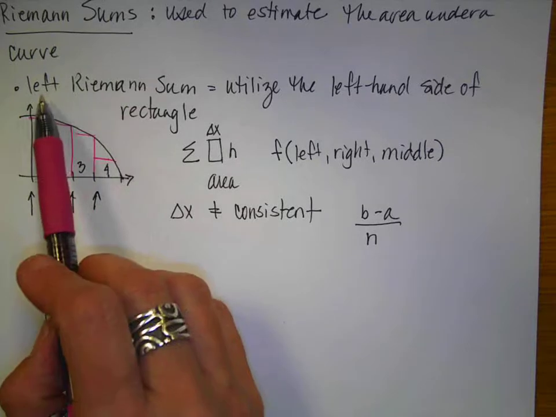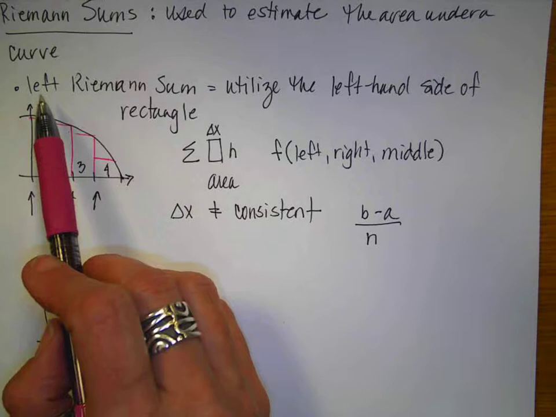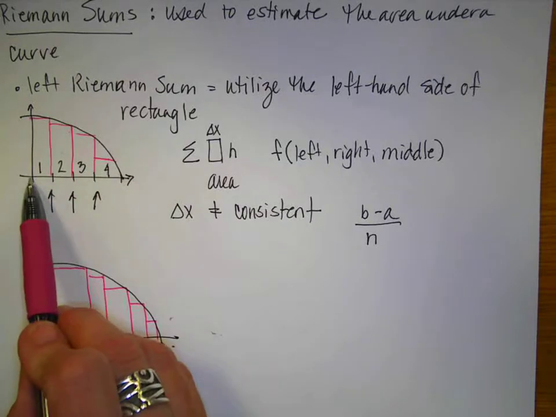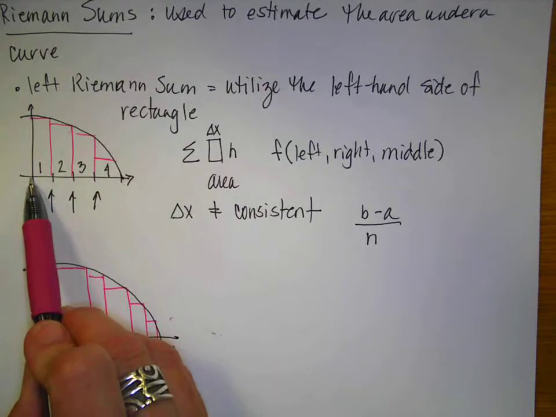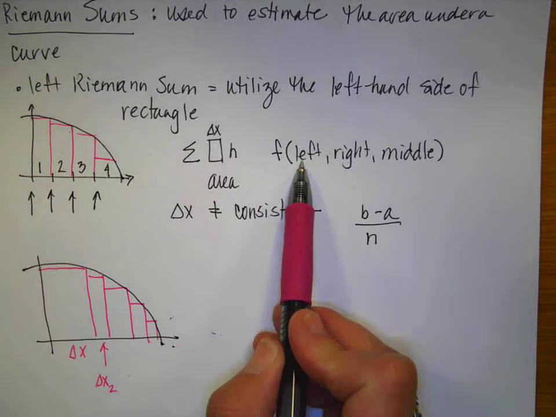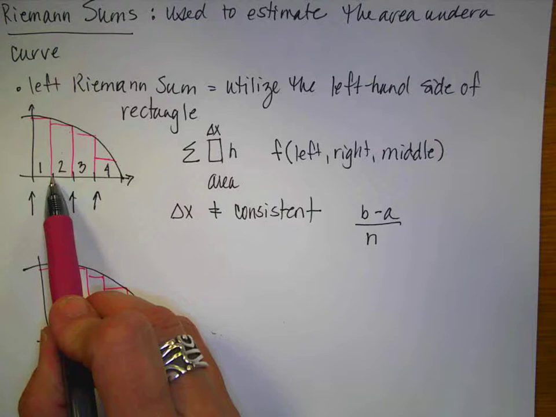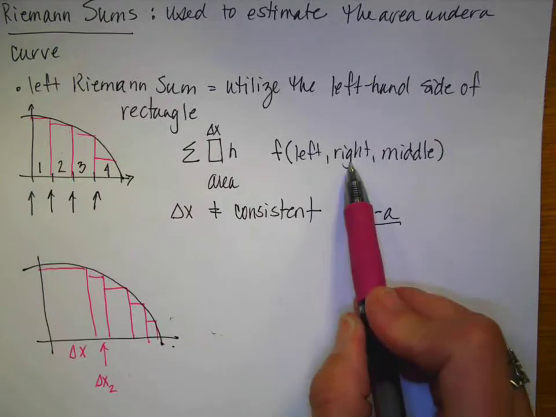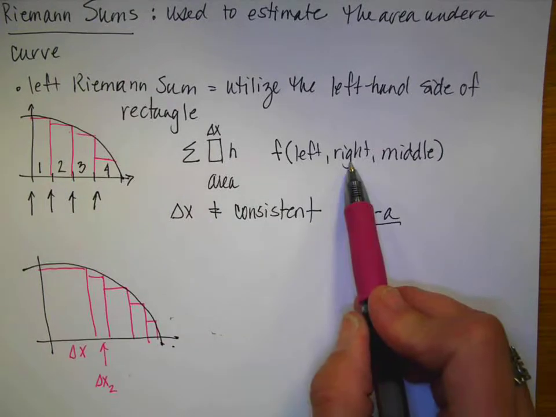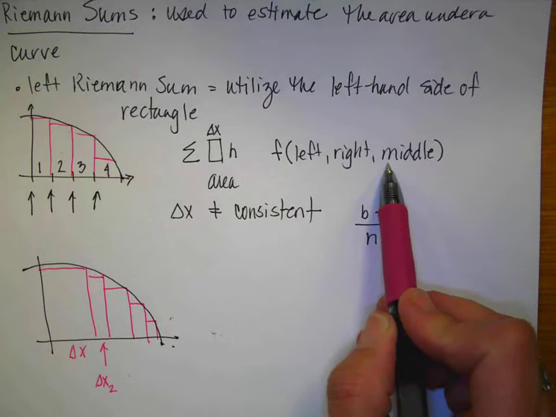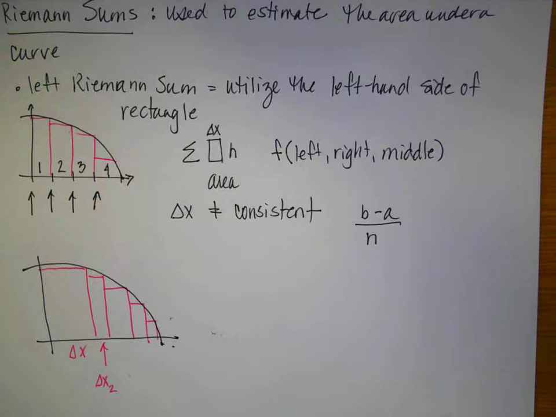What becomes more important is noticing what part of the rectangle I want to use. Do I want to use the left-hand side as the height? And remember, I would evaluate the function at whatever that left x value is. Or do I want to use the right-hand side of the rectangle? And again, I would find the height by evaluating the function at the right-hand x. Or do I want to use the midpoint? They usually tell you what they want you to do.